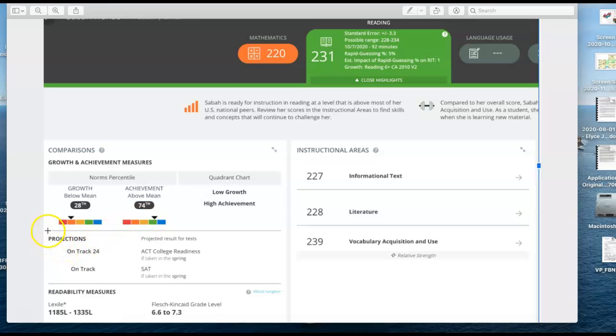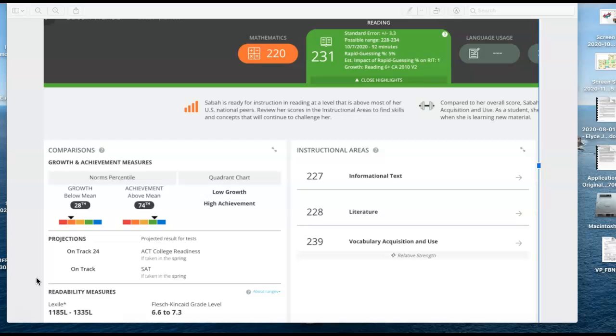Below here, we're talking about projections for future tests that you'll take at some point in your high school experience. You are going to be taking the ACT and the SAT. These are college prep tests. And based on this person's current achievement level, by the time they take these tests, according to the data that they have now and the projections, this student can expect to pass, assuming that they continue to progress in the same way that they have so far according to their MAP scores.